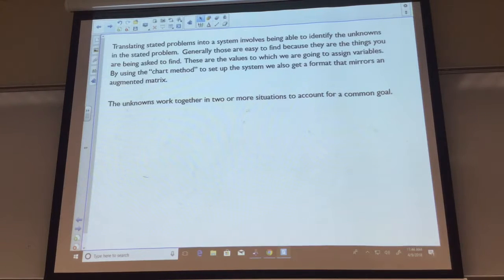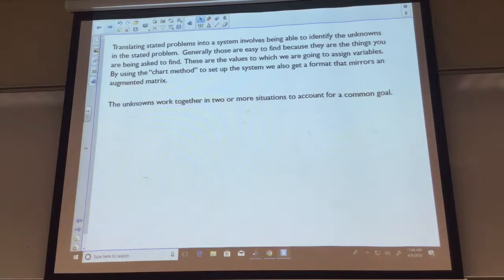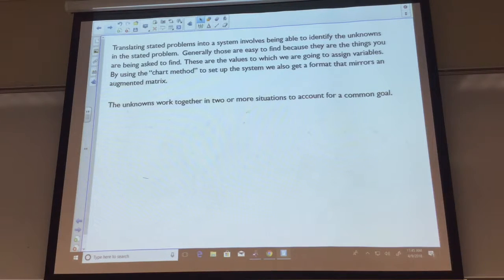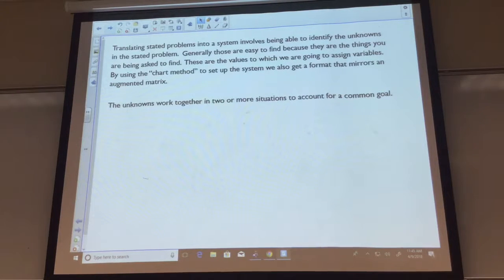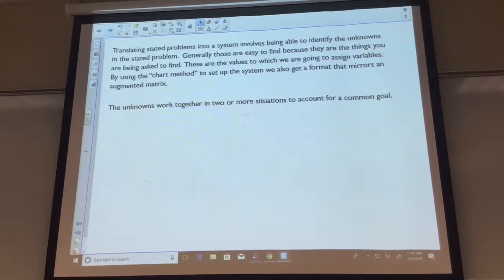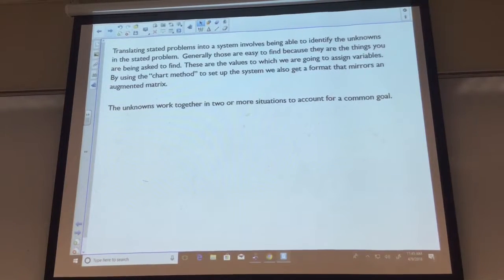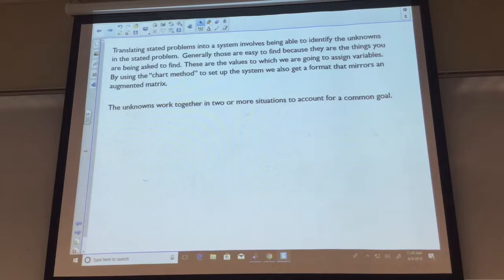The chart method is going to help us organize the information, but it's also going to give us the appearance of an augmented matrix almost from the very get-go. So it's going to kind of bypass the writing-the-system phase of the problem, but there are times when they will actually ask you to write what the system is, so don't bypass that if it's part of the question that they've asked you in the problem. The most important thing for you to be able to figure out is what the unknowns are.